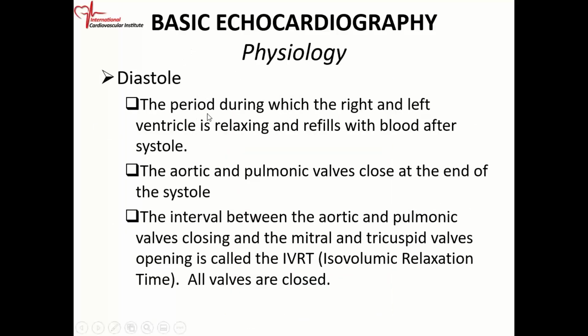Okay, so when we go into diastole now, the period during which the right and the left ventricle is relaxing and fills with blood after systole, the aortic and pulmonary valves close at the end of systole. The interval between the aortic and pulmonary valve closing, so when the aortic valve on the left and the pulmonary valve on the right close, the mitral valve on the left and tricuspid valve on the right have not yet opened. That period is called the IVRT, isovolumic relaxation time or period. All the valves are closed.